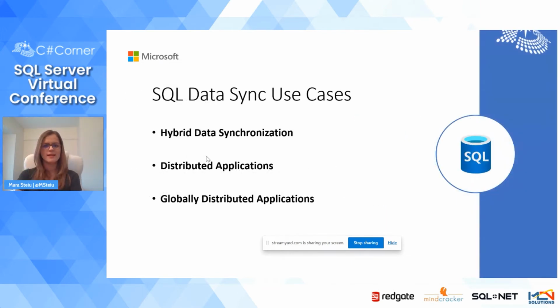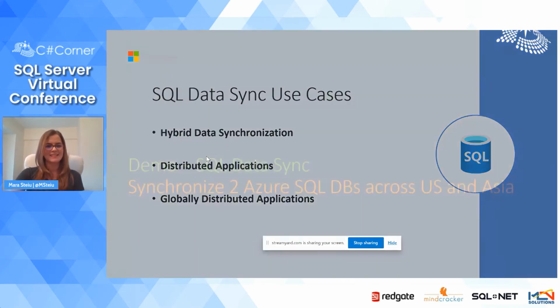So before going on to the demo, just some use cases specifically for sync. It allows hybrid data synchronization. So if you're considering moving to the cloud and would like to put some of your application in Azure, this is great for you. It's also great for distributed applications. We talked about it already. And lastly, for globally distributed applications. And this is helpful because in order to minimize network latency, it's best to have your data in a region close to you and make sure it's synchronized with other data.